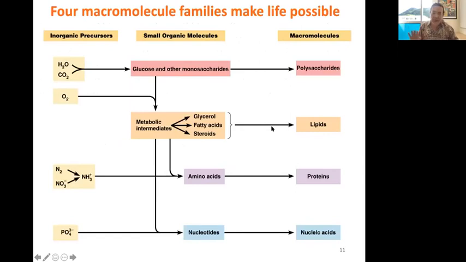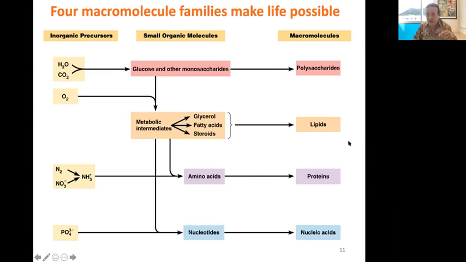So there are four main macromolecule families that make life possible on Earth. So start from the right side of the slide, right? These are macromolecules. They're big. They're made up of different subunits. Polysaccharides, right, are the long chains of sugars. They are made up of individual building blocks that are simple sugars, so glucose and other monosaccharides. Right? Glucose itself, right? It's 6 carbons with some hydrogens, or like an oxygen in there, right? It's made up of inorganic precursor molecules like water, carbon dioxide.